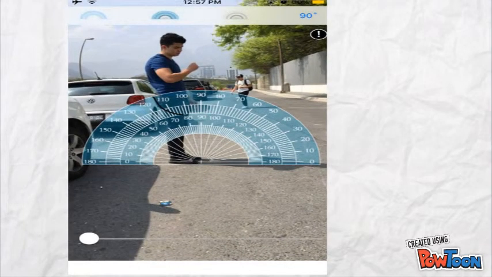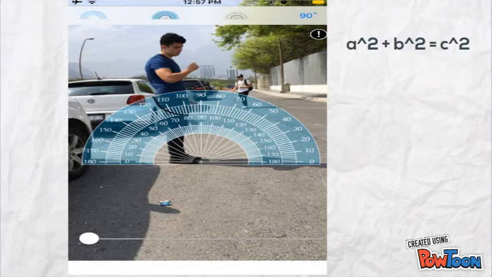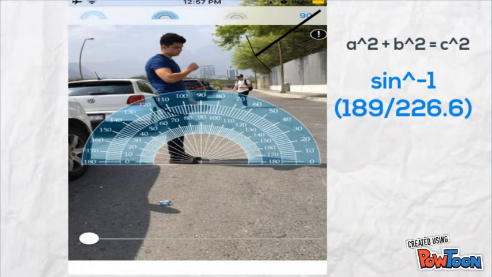So with the Pythagorean theorem, we can calculate how much the hypotenuse will measure, and with that and the inverse function of sine, we can now get our angle of elevation of the sun. So it would be sine to the negative power of 1, parenthesis, 189 over the hypotenuse.